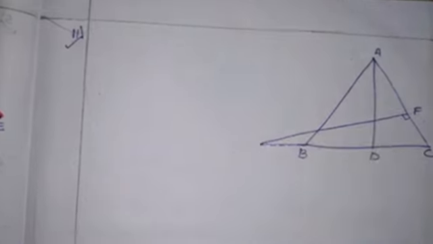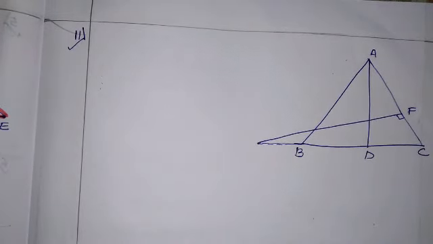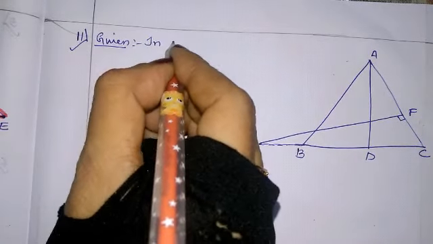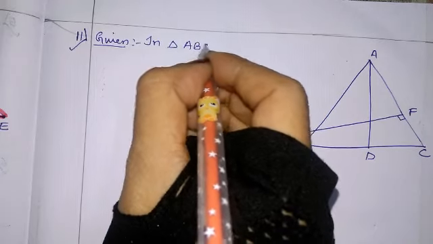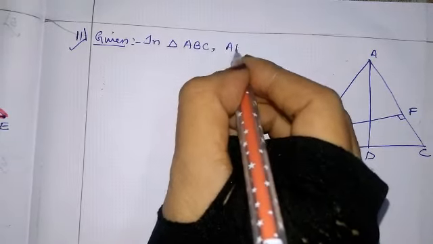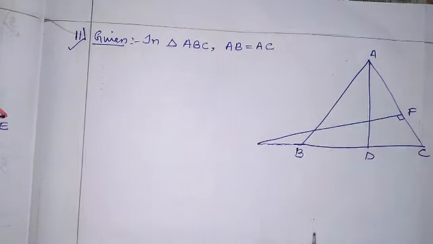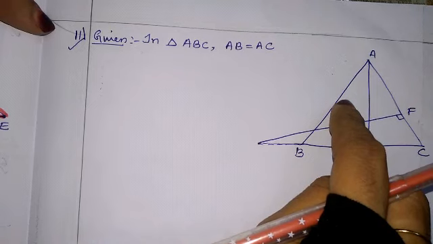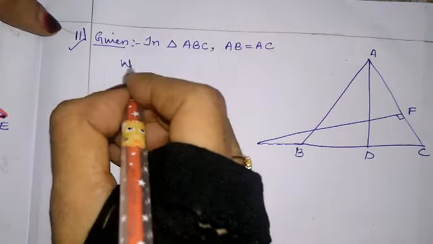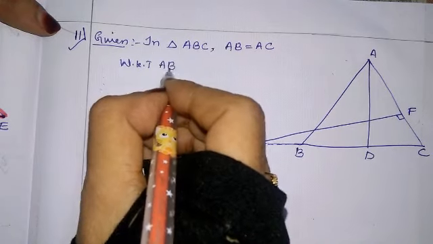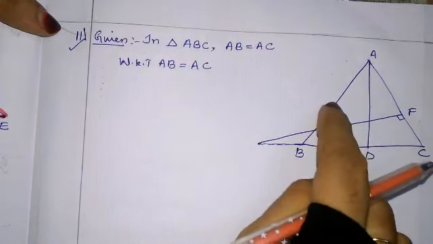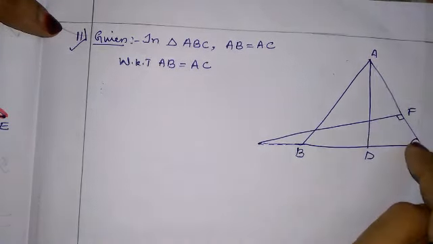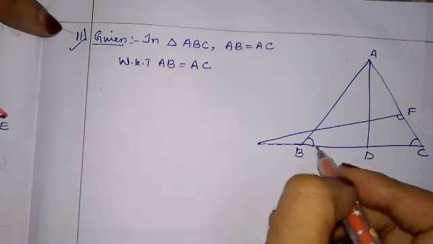I have drawn the figure. Now what they have given: in triangle ABC, they have given AB equals AC. It is given in the question because they have mentioned an isosceles triangle. Now we know that AB equals AC, it is given. Angles opposite to equal sides are equal. By the isosceles triangle theorem, AB is opposite angle C, AC is opposite angle B, so they are equal.